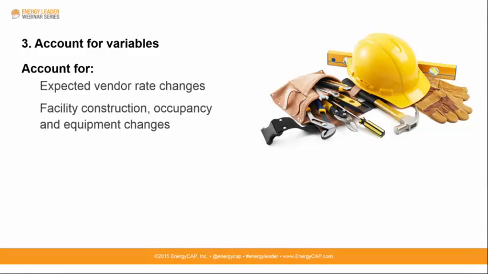Facility construction, occupancy, equipment changes, those kinds of things. Obviously, if you're going to have more square footage in the budget year than you did last year, you want to take that into account if your occupancy is going to go up or down. If you have any equipment changes, major pieces of equipment, say you're air conditioning a building, let's say a school that wasn't air conditioned in the past.